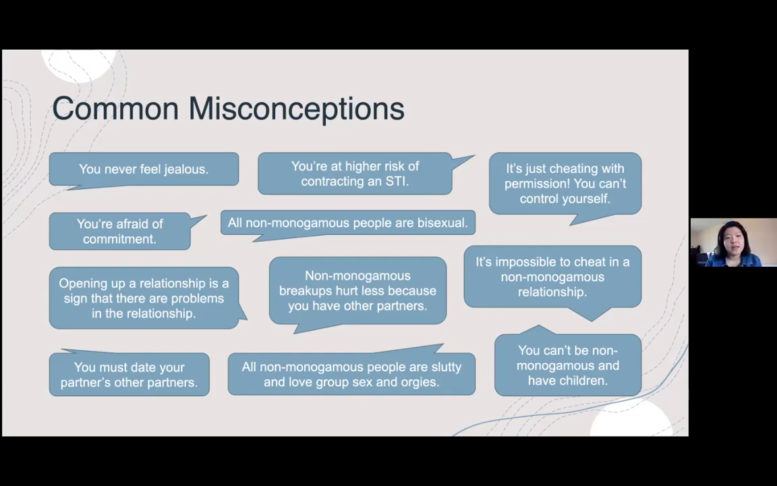Then we've got the misconception that opening up a relationship is a sign that there are problems in the relationship. Obviously, there are definitely some people who do this, who resort to non-monogamy because they want to spice things up, and not necessarily because they actually want to solve the issues. And there are definitely people who misuse non-monogamy and its purposes, and generally those relationships fail. Because the thing about non-monogamy is that you have to have a lot of emotional security and confidence to engage in a relationship where your partner is also engaging with other people.